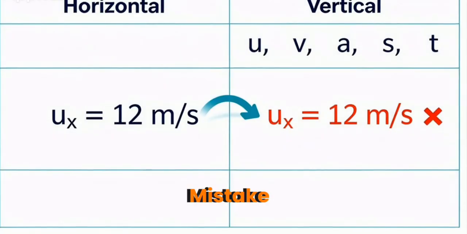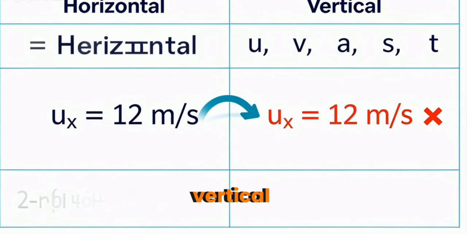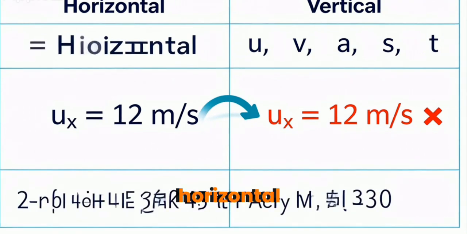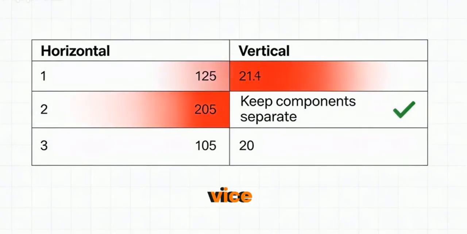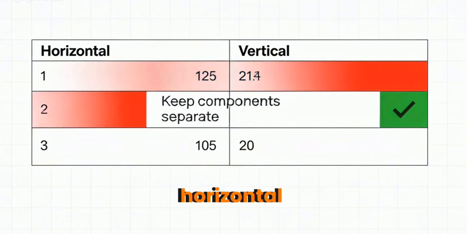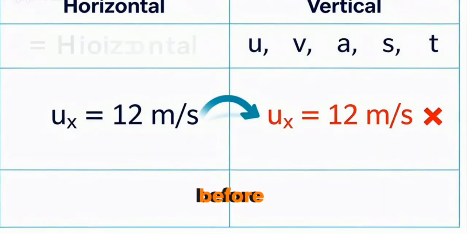Mistake 1. Mixing horizontal and vertical quantities. Never use horizontal velocity in vertical equations or vice versa. Always write your horizontal and vertical quantities in separate columns before starting.